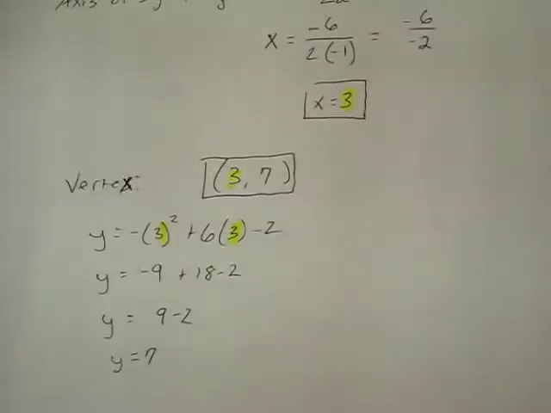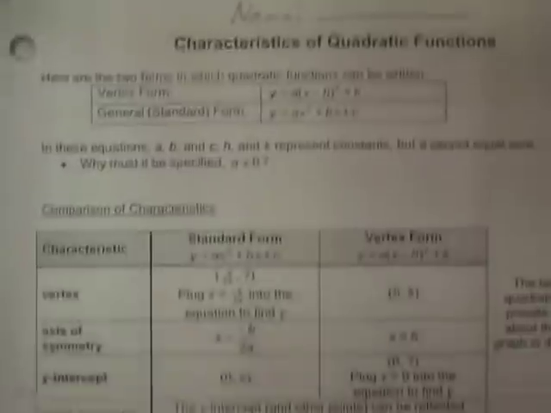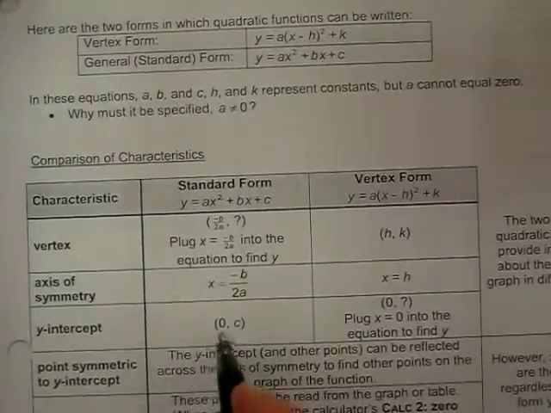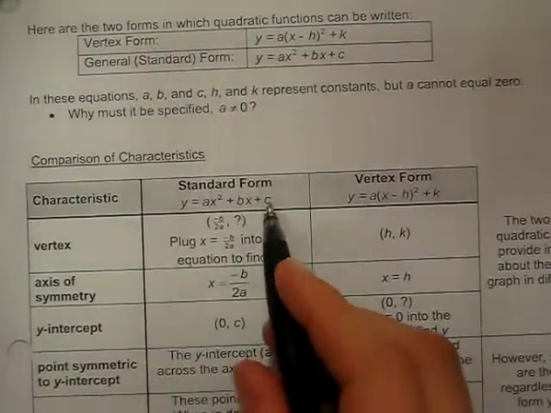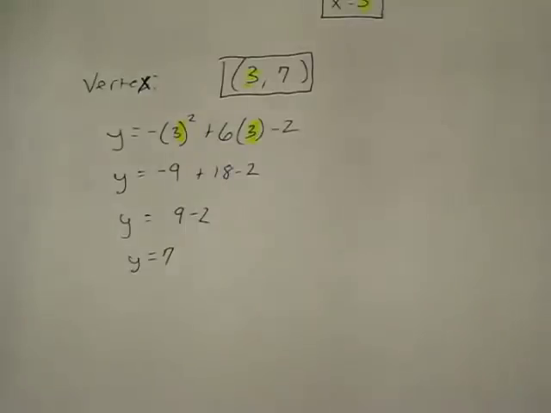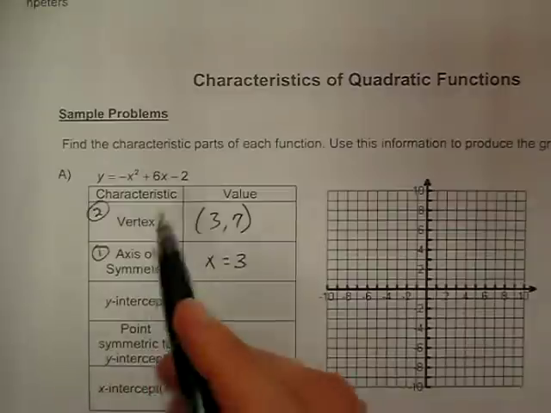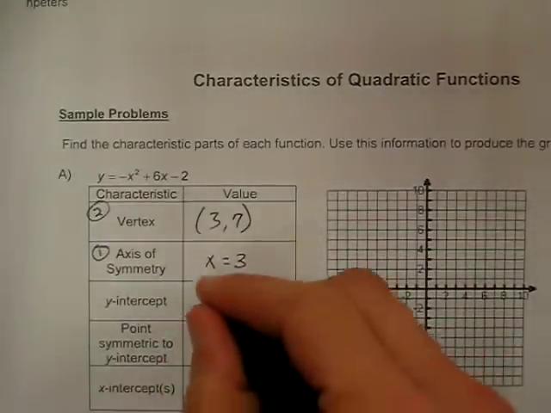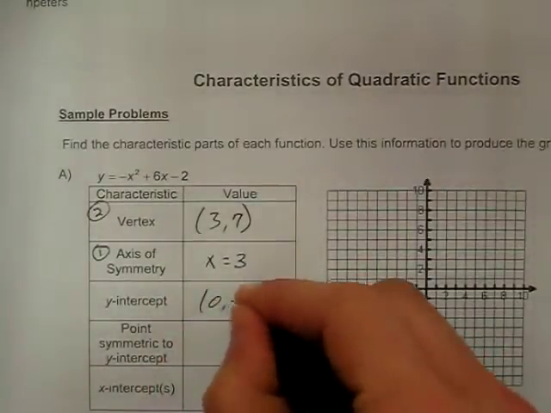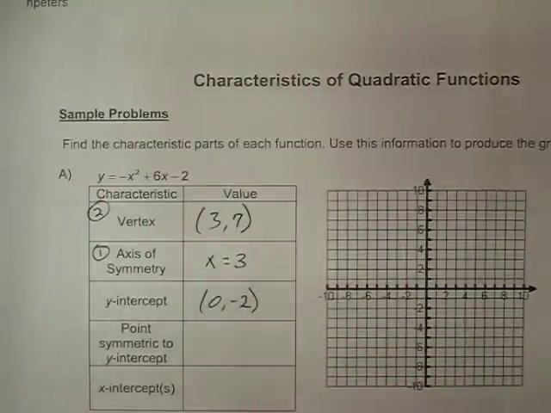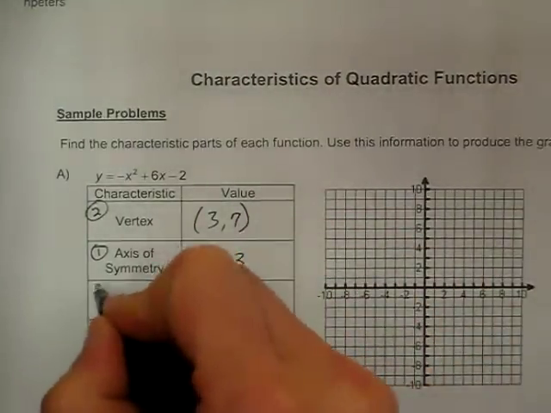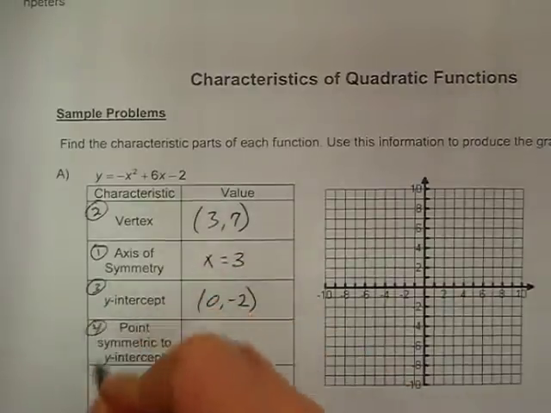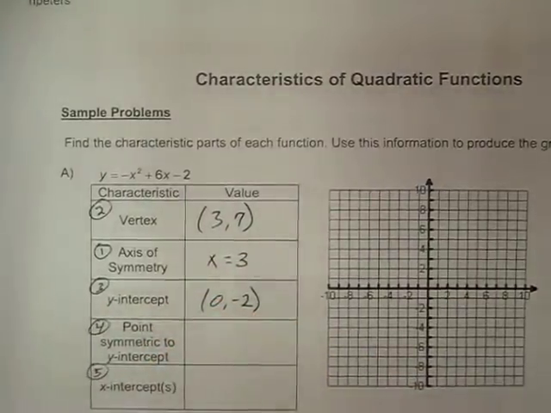Okay? Now, to find the y-intercept, this is the easy part for this standard form. It's just 0 and c. So you look at whatever the last value is, and that is the y-intercept. So in this question, c is negative 2. So you would just say 0, negative 2. So this is the third thing that you do. Okay? And then you use your calculator to help you with these parts.